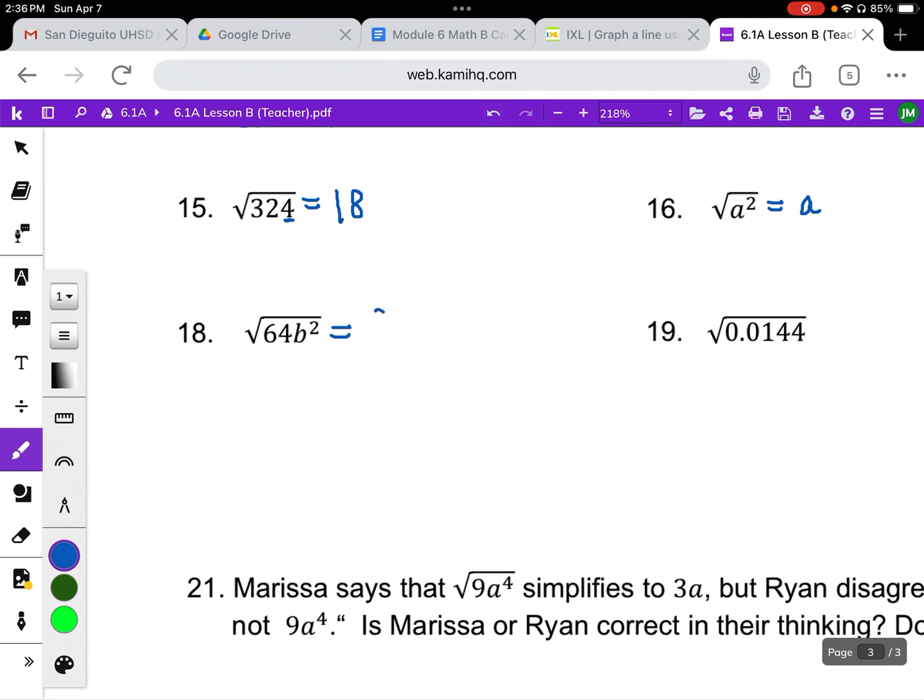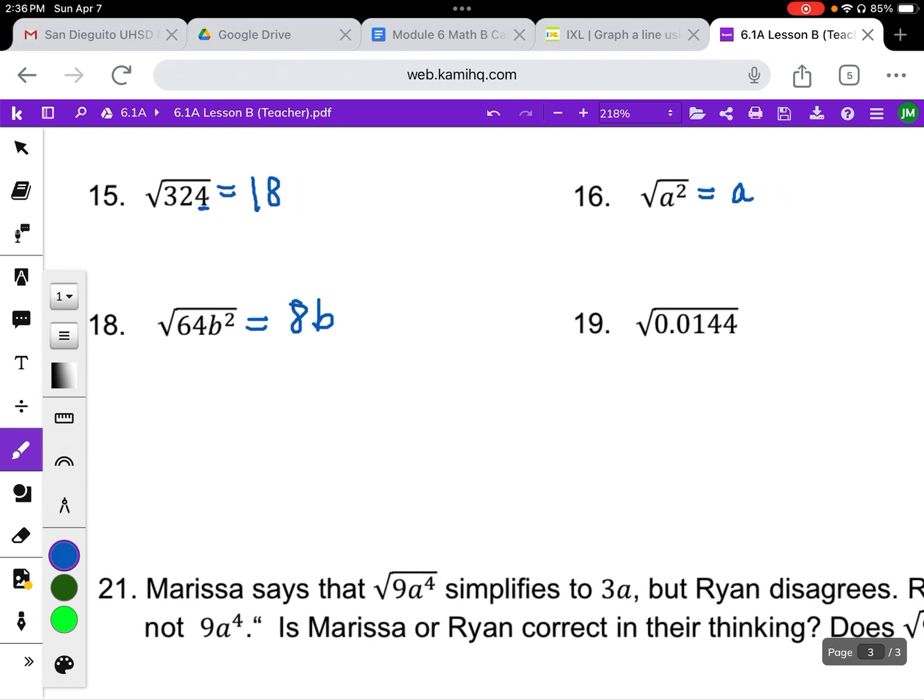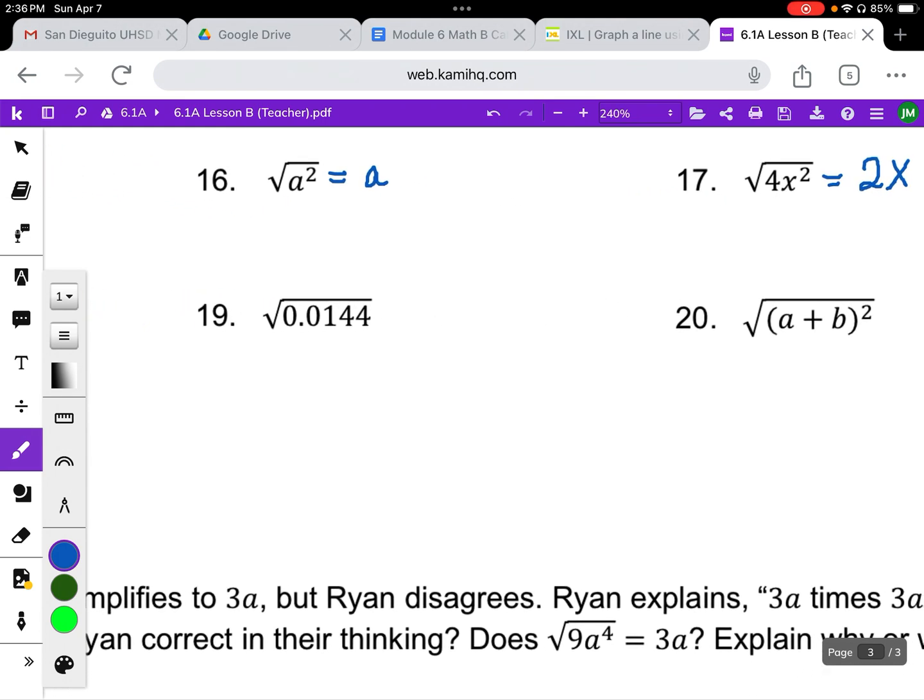64 is a perfect square. It's 8, and b squared becomes b. This one looks like it's based on a perfect square of 12. So let's think about this. Here's 12, and let's see if we can place the decimal point. We have how many digits behind? 1, 2, 3, 4. So if we put it right there and multiply it by itself, that will get us the 4 necessary digits behind the decimal point.